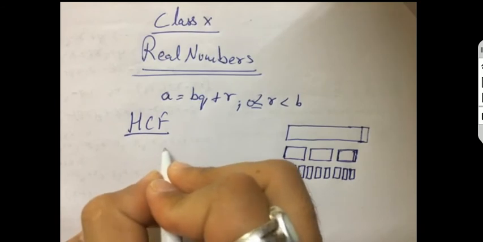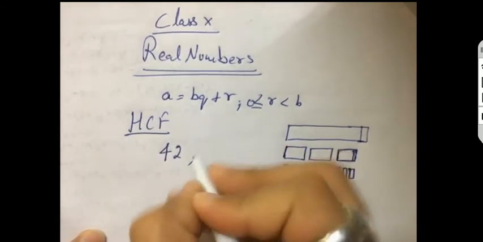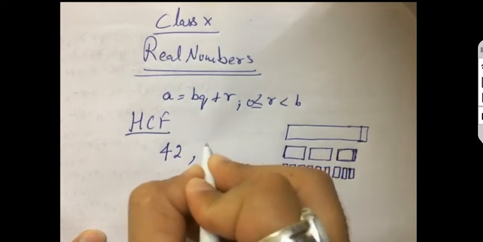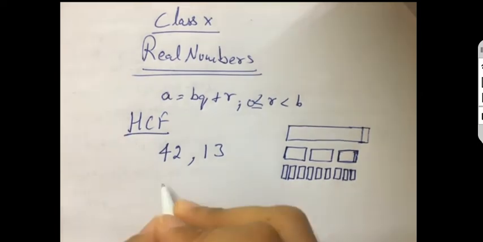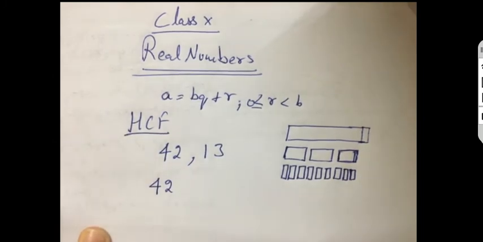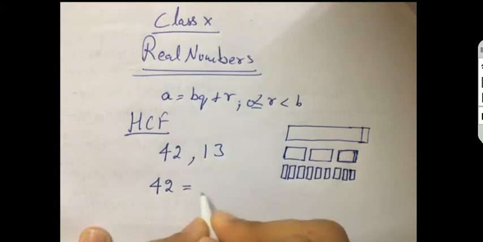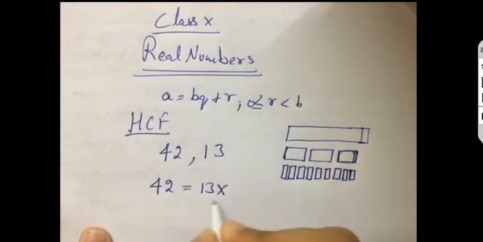Let's say there are two numbers. We may write 42 and 13. There are two numbers, 42 and 13, and you have to find the HCF between them. Let's say we are dividing these numbers according to the lemma. 42 will be the dividend and the divisor will be 13. Q will be the quotient by which we should divide this.